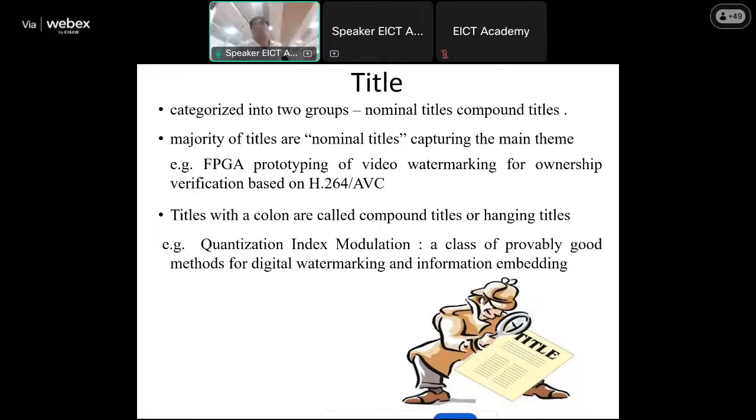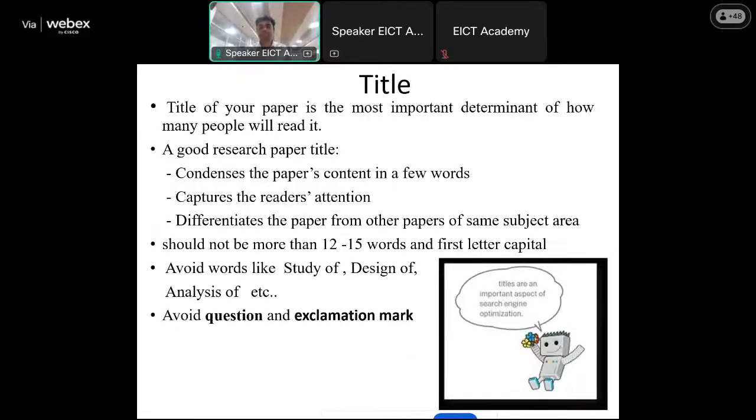Now, when it is a compound title, then you will observe some sort of dissimilarity between two phrases of the words. Okay. So here in a compound title, quantization index modulation, a class of provably good methods for digital watermarking and information hiding. So here you just observe it. There is a first phrase, quantization index modulation, and there is a second phrase. Okay. So, however, they both are correlated. It is not that they are 180 degrees apart. But this kind of title is also acceptable. Okay.